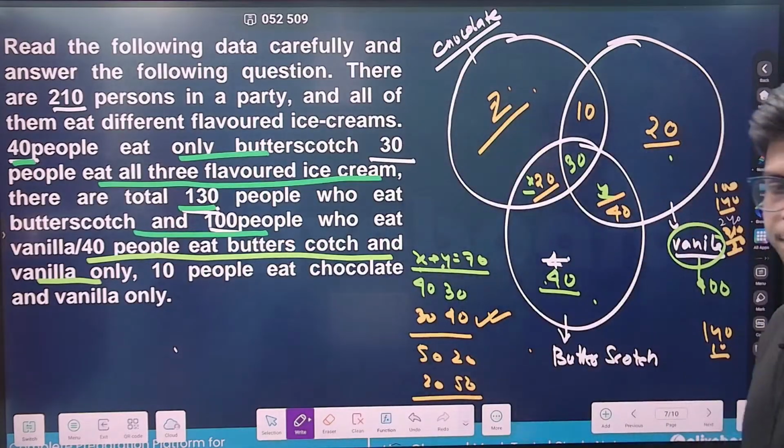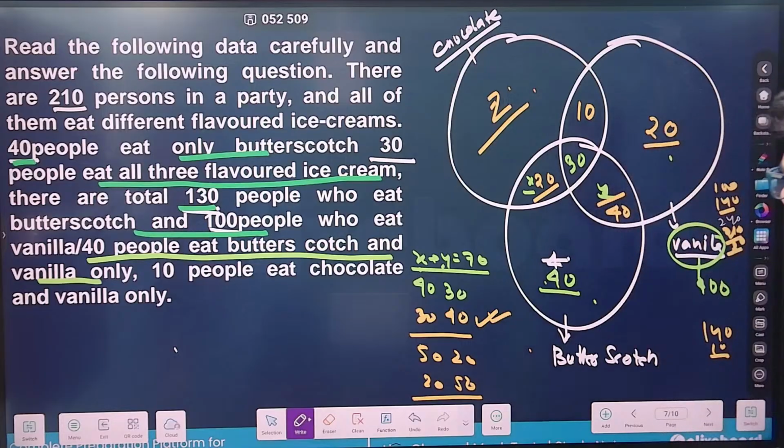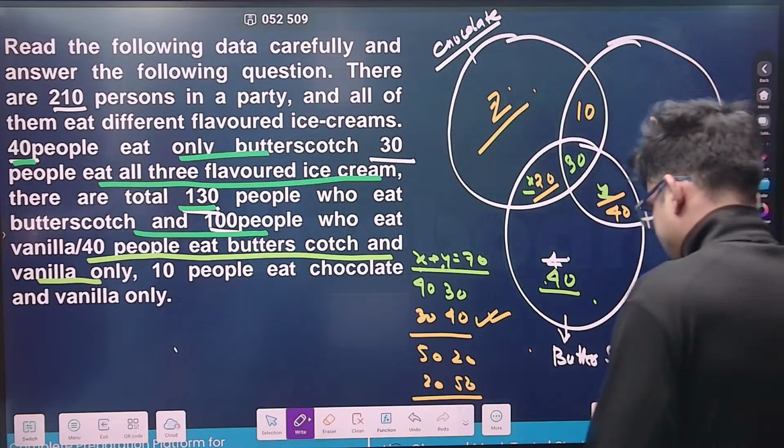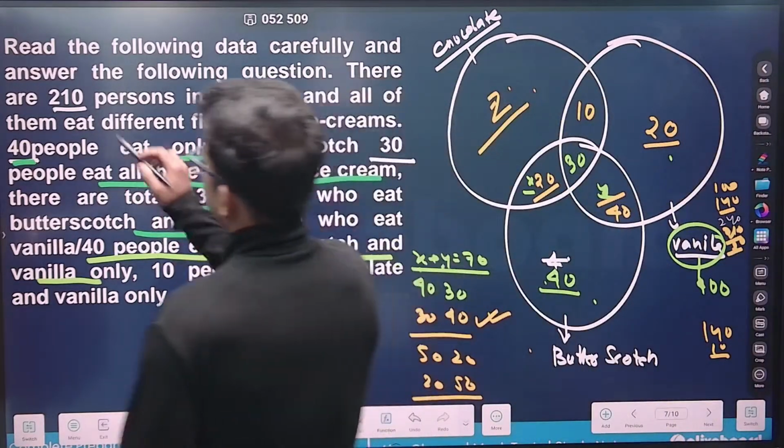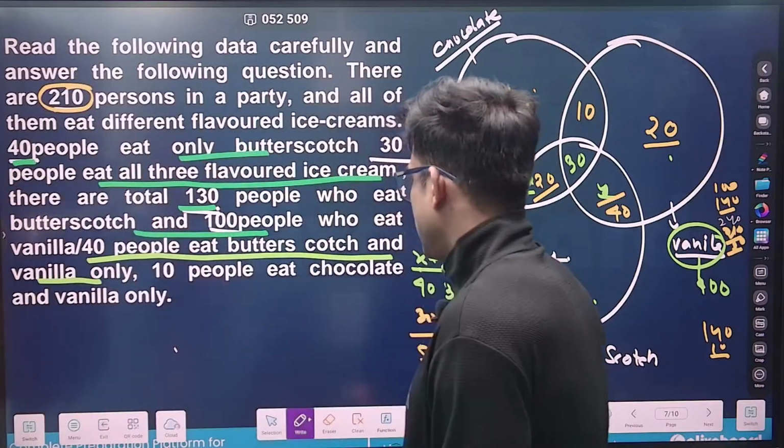Now it's fine. Yeah, I've made some calculation mistake. So now, come on, you can answer now. You can use this data of 210. Very important, 210.